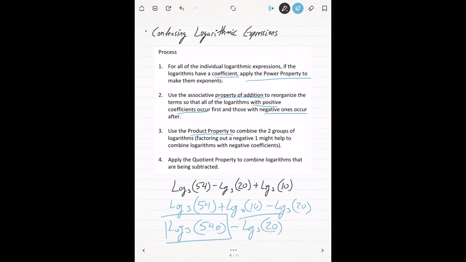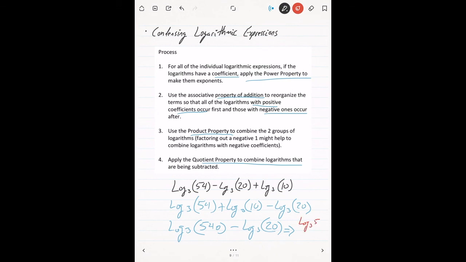Then I need to combine the denominator. Well, there was just one term, so that must be the denominator. Now I can use this quotient property to combine the logarithms that are being subtracted. Let me write the answer right over here. I'm going to try to do this in a different color.